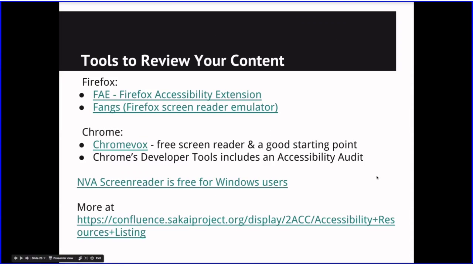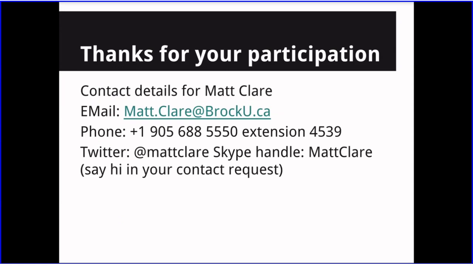Here's a quick list of the tools that I often use for checking out accessibility: the Firefox accessibility extension, the screen reader emulator for Chrome, a free screen reader, and NVDA, a free screen reader for Windows. We have a full list in our group site, and of course, others may use JAWS or VoiceOver.